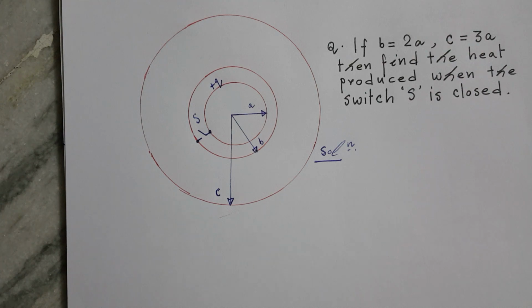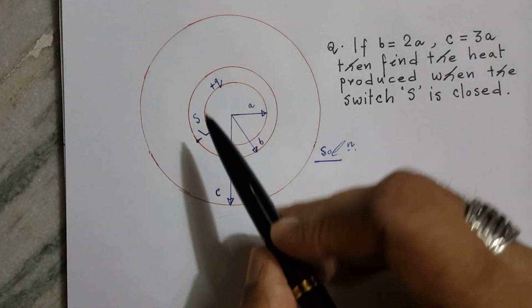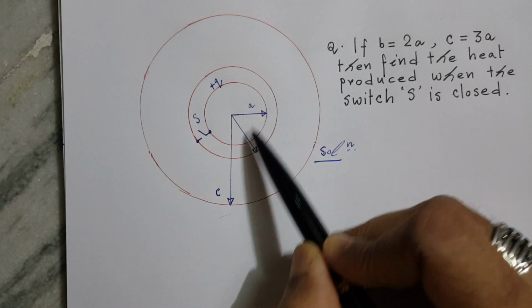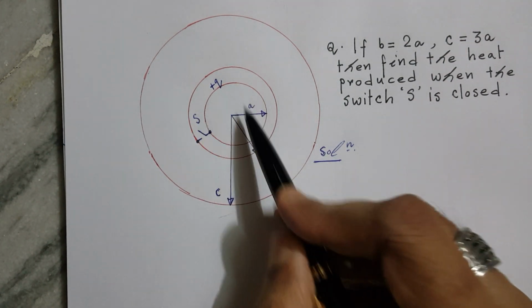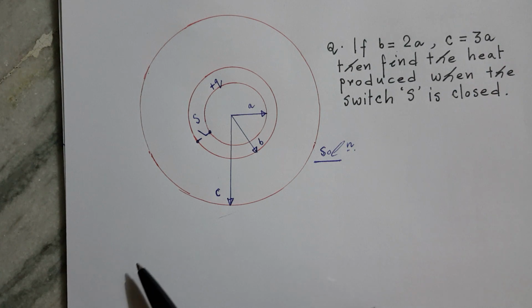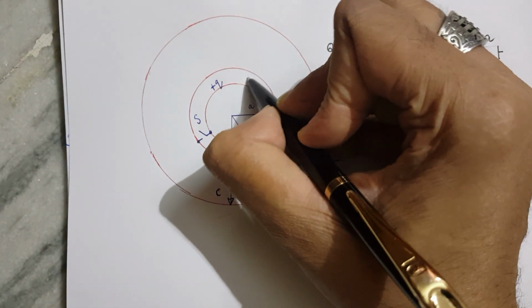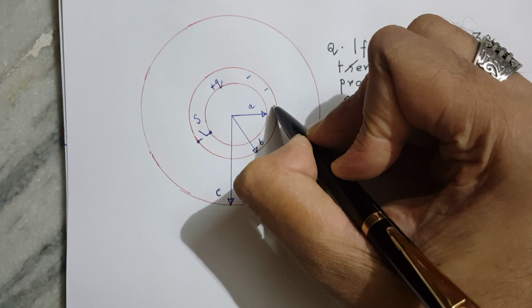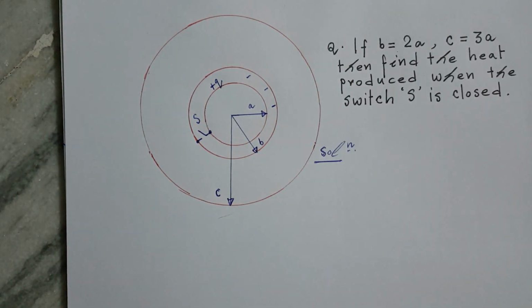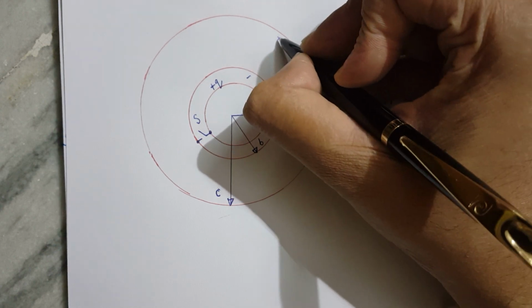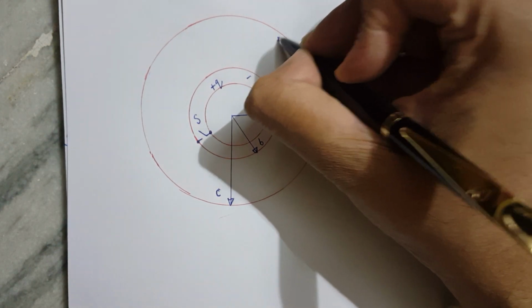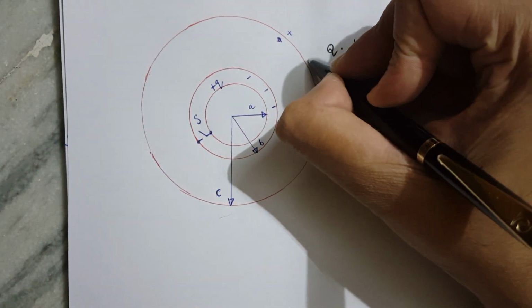Now, how will we solve this problem? First and foremost, this positive charge +q is given to the solid sphere. So when this positive charge +q is given to the solid sphere, it will induce a negative charge here. So on the inner surface, some negative charge will be induced. And on the outer surface, there will be some positive charge induced which will appear outside.